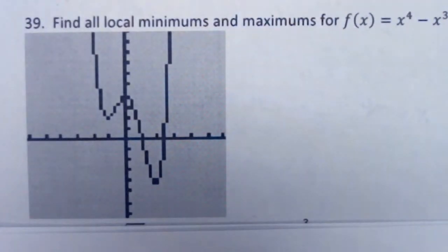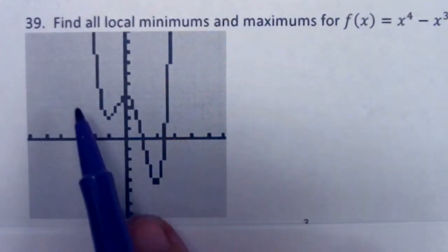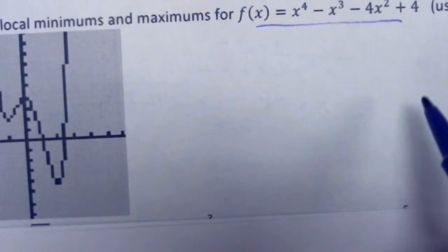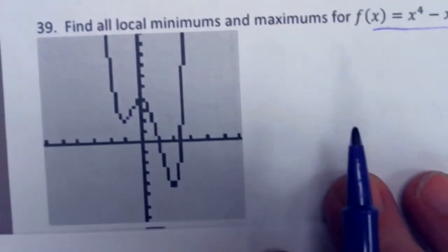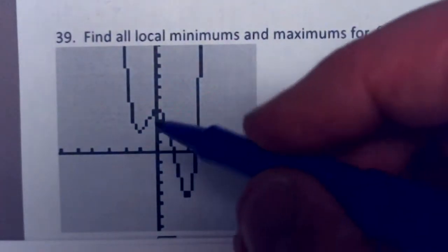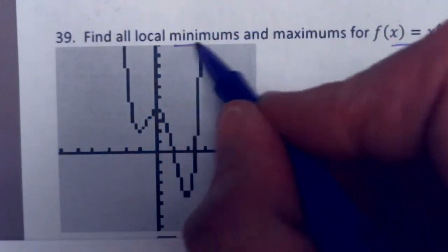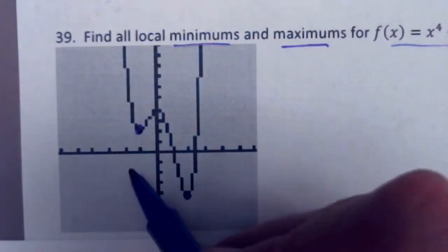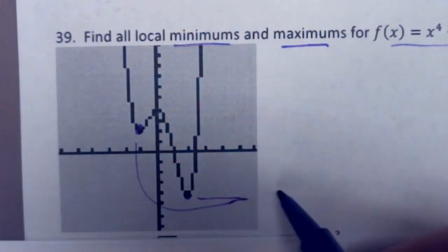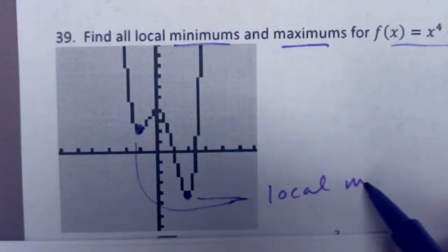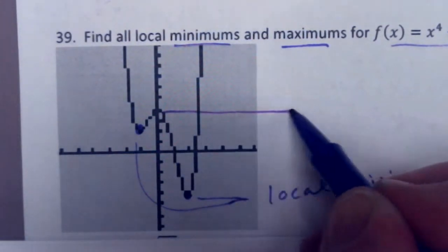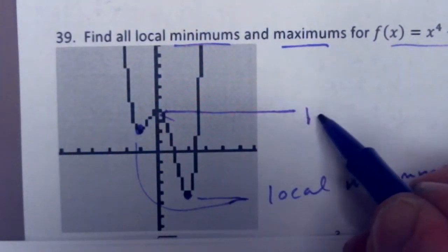Hi, okay, now we're going to start with number 39 and see how far we can get in a short video. Find the local minimums and maximums for this function. Actually, since they give you the graph, we're just going to go with the graph. We're going to estimate. Now, local minimums and maximums are turning points. So these are two local minimums. And up here, this little bump that's kind of hard to see, that's a local max.